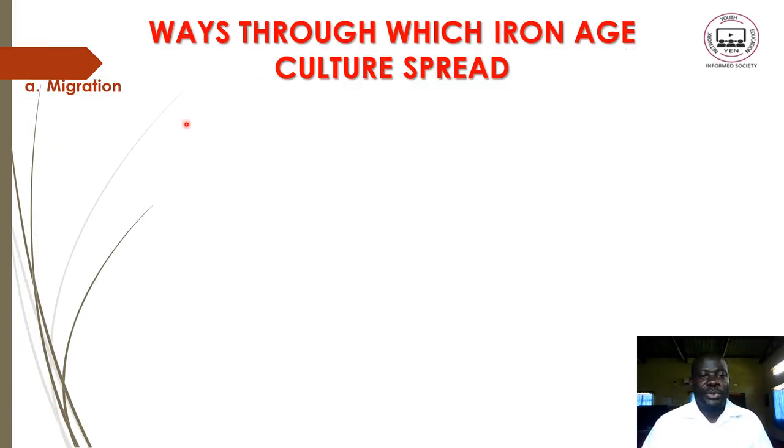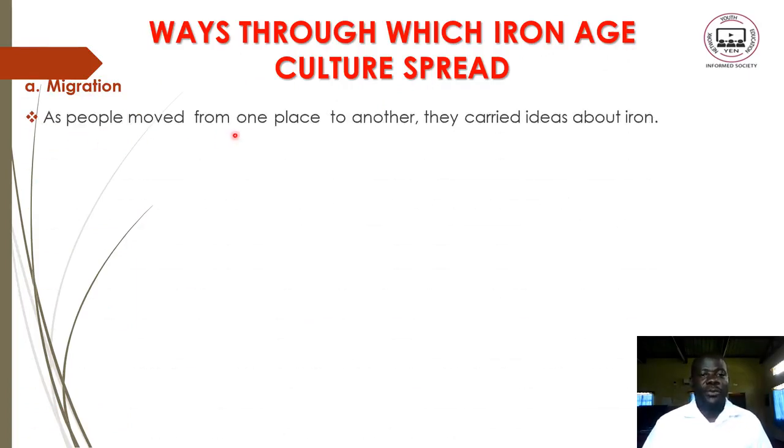Number one, it was through migration. As people moved from one place to another, they carried with them the ideas about ironworking. So we are saying when people were moving, they could move with their ideas, just as today. When you move, you move with what you know. Then wherever you go, you always do what you know. So when people were moving from one place to the other, they carried with them ironworking ideas.